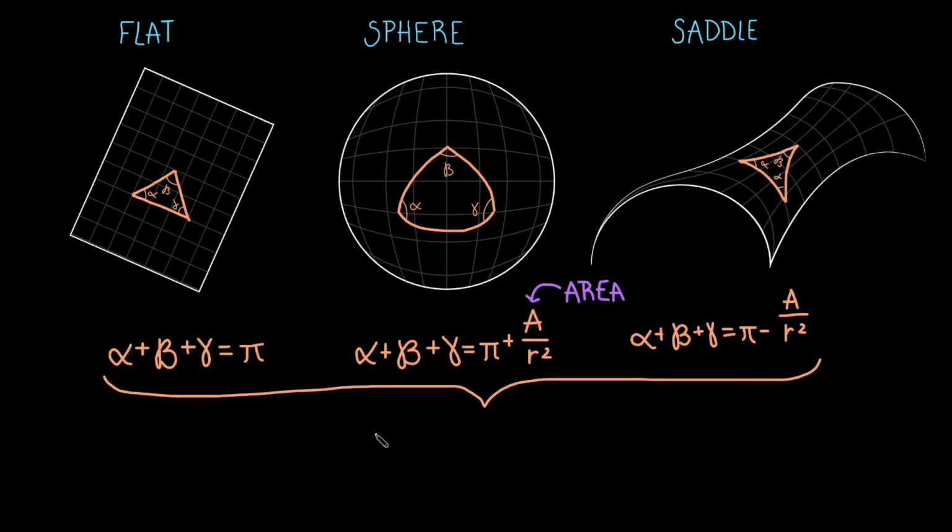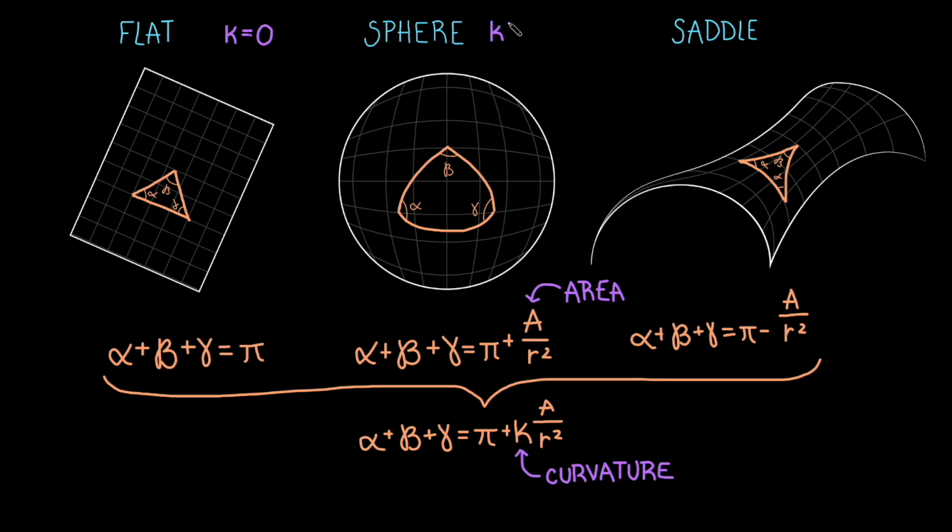To generalize this, we can say that our angles, alpha, beta, and gamma, equal pi plus a curvature k times the area of the triangle divided by the radius of the curvature, squared. The curvature k is equal to 0 in a flat universe, meaning there is no curvature at all. In a positively curved universe, k is greater than 0. In a negatively curved universe, k is less than 0.